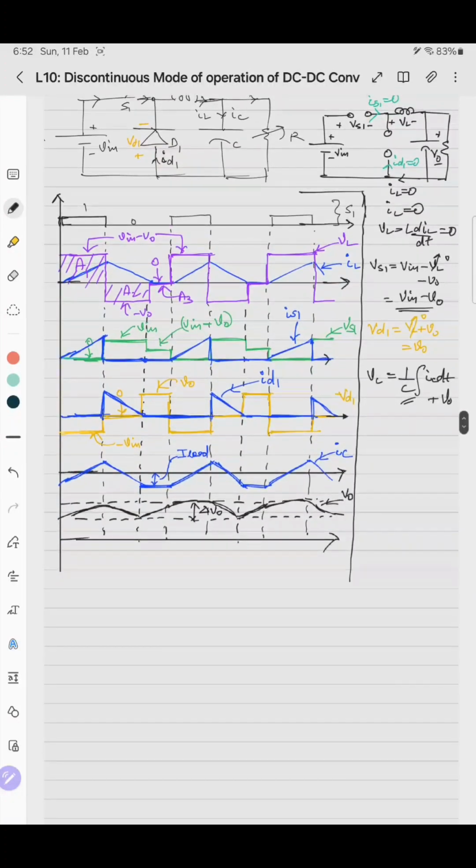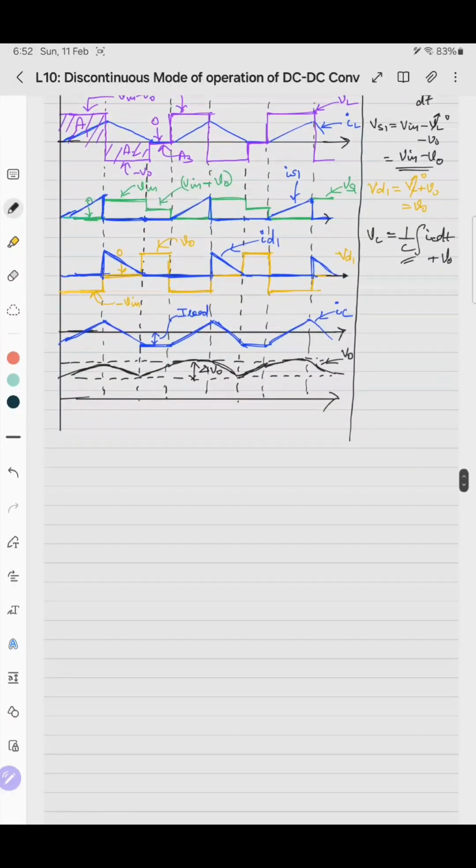So these are the waveforms of the buck converter. Now we don't know what these times are, so we will define them. This is T on. This time, say, it is T2, and this time it is T3, or let us write this also as T1. This will be T1.